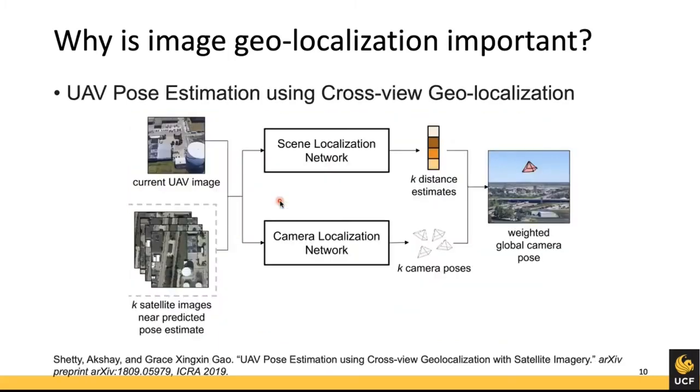And we can also use geolocalization for UAV pose estimation, or to help the UAV navigate in some GPS-denied regions, because some of the regions are very restricted. You cannot use any GPS signal, so you can only rely on visual information to guide the navigation.